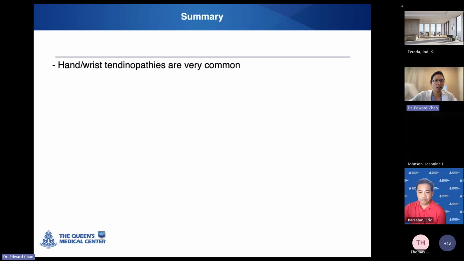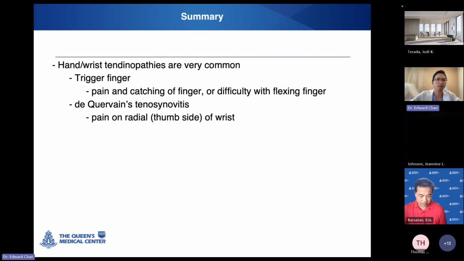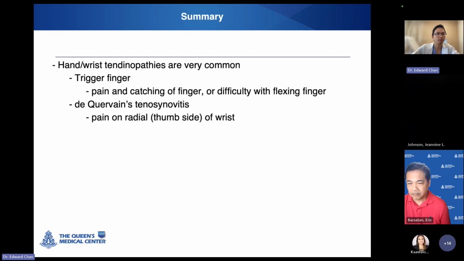So in summary, hand and wrist tendinopathies are very common. The two most common being trigger finger in the hand, and trigger finger causes pain and catching or triggering of the finger, or in some cases just difficulty flexing the finger down due to pain. And also De Quervain tenosynovitis, which is the most common tendinopathy in the wrist, causing pain on the radial or thumb side of the wrist at the bottom of the thumb.